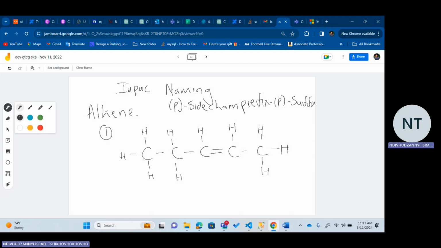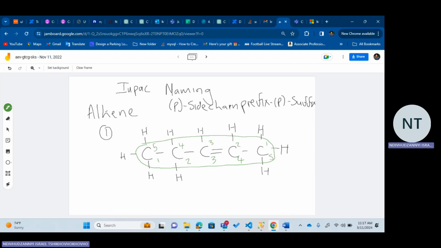If we count, you'll see that the longest chain is this one: 1, 2, 3, 4, 5. Let's circle that. Then another thing we do is number sequentially from right to left, and also in reverse: 1, 2, 3, 4, 5.